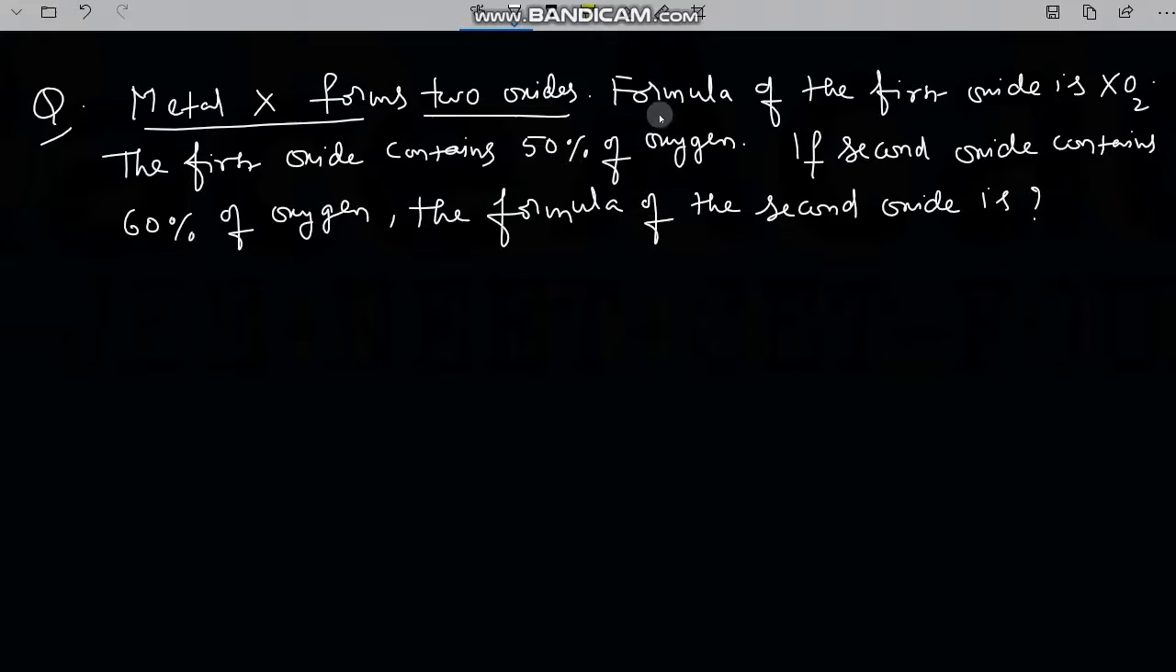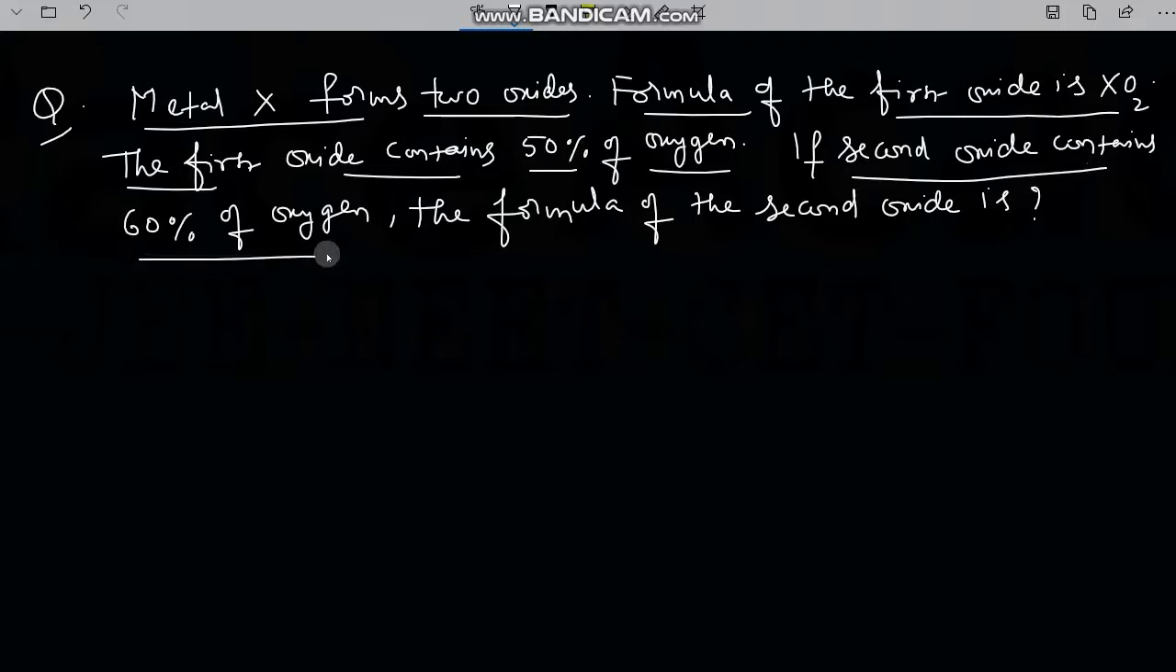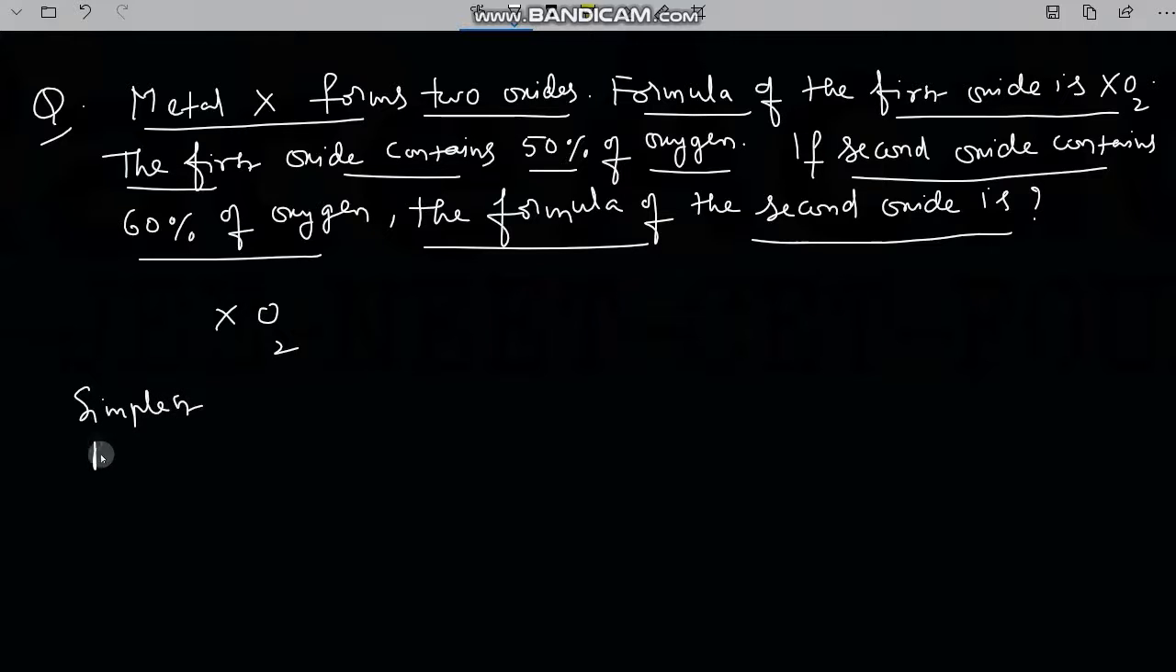Metal X forms two oxides. The formula of the first oxide is given as XO2. This first oxide contains 50% oxygen. The second oxide contains 60% oxygen, and we need to find the formula of the second oxide. So let us see, the first oxide given is XO2. What is the simplest ratio of this one? The simplest ratio of the elements is 1:2.